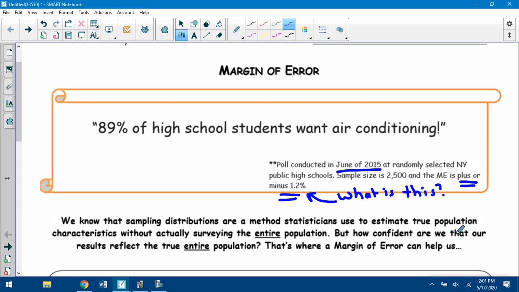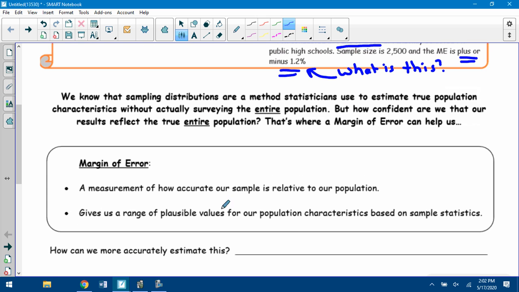It says, but how confident are we that our results reflect the true entire population? That's where this thing called margin of error can help us. So margin of error is a measurement of how accurate our sample is relative to our population. And it gives us a range of plausible values for our population characteristic based on the sample statistics.